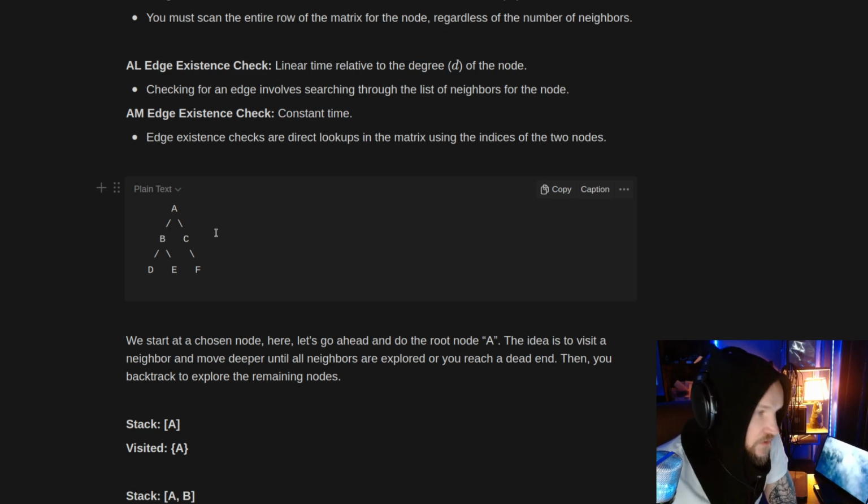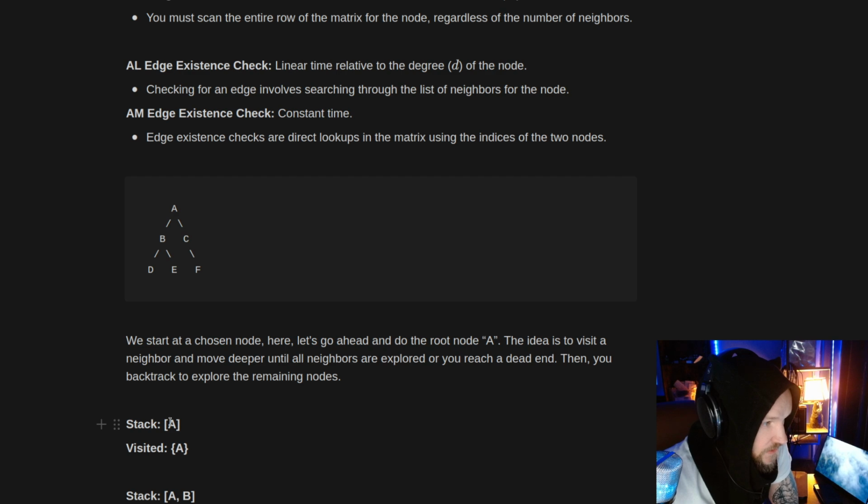And so as you visit these nodes, they're going to be built up in a stack, and then there's going to be storage for your visited nodes. I'm going to walk through what the stack is going to look like, and also what your visited collection is going to look like. So what's going to happen is you're going to visit A to start off. Your stack is going to contain A, and visited is going to contain A.